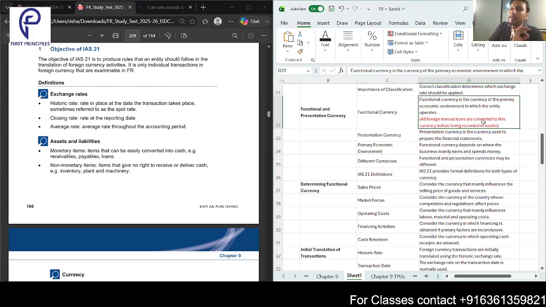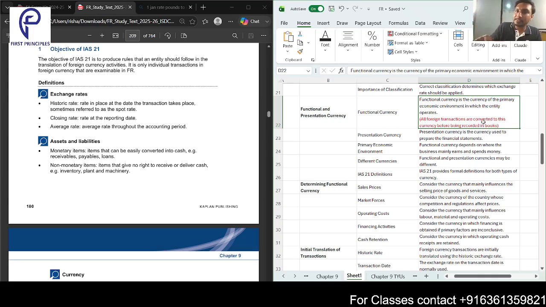Similarly, any foreign transaction, be it in pounds, dirhams, dollars, any transaction that happens from First Principles Academy, we all convert it to rupees before putting it in the books of the First Principles Academy, right? So that one currency in which all foreign transactions are first converted before being recorded in the books of accounts, that one currency, that is English. That one currency is English.